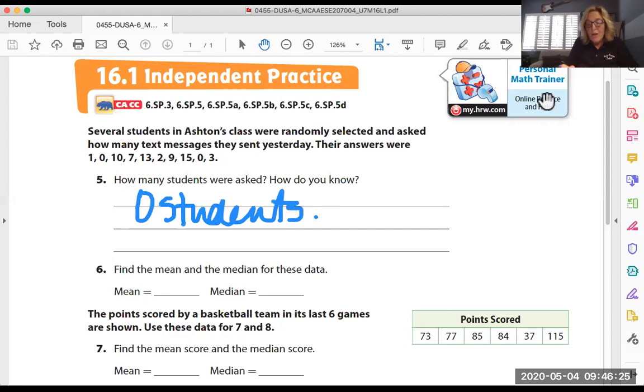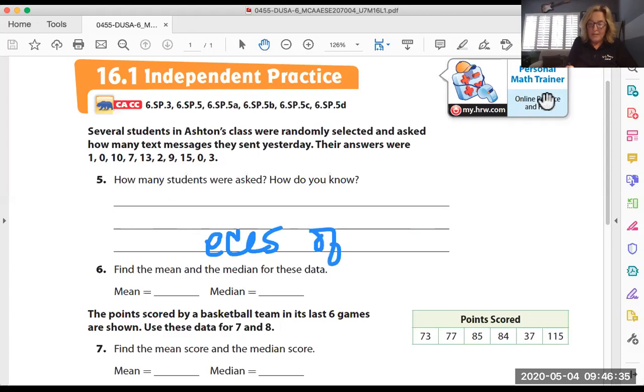And the reason we know that is that there are 10 pieces of data. Oops, I just erased everything I wrote. 10 pieces of data, okay? Now it asks us to find the mean and the median.